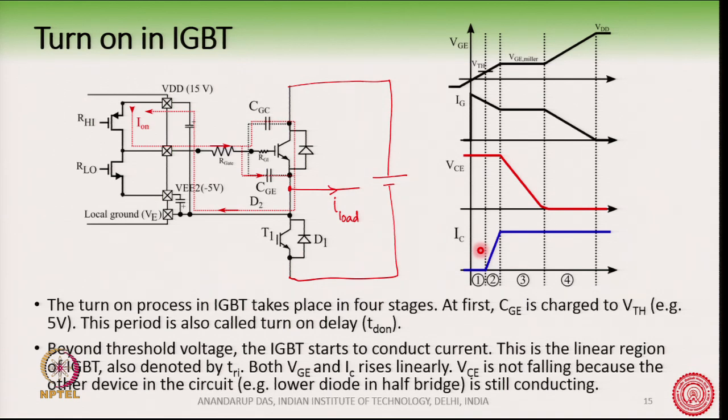Okay. Now, one thing to observe here is that VCE during this time, during this stage 2, is not falling away. Why is VCE not falling? Because of the current which is flowing through the IGBT, this is the IC current here.